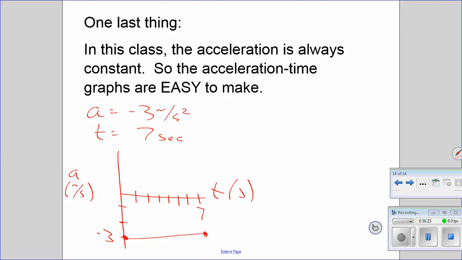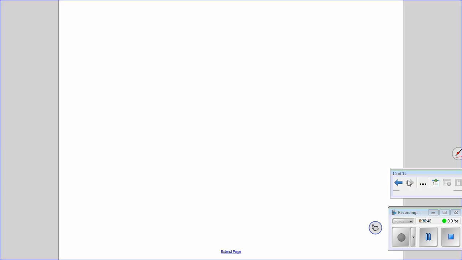That's supposed to be a horizontal line. The acceleration is always negative 3, so just draw a horizontal line at whatever your acceleration is. Okay? So the idea is, in this class, for any given chunk of your graph, the acceleration is always going to be constant. Cool?